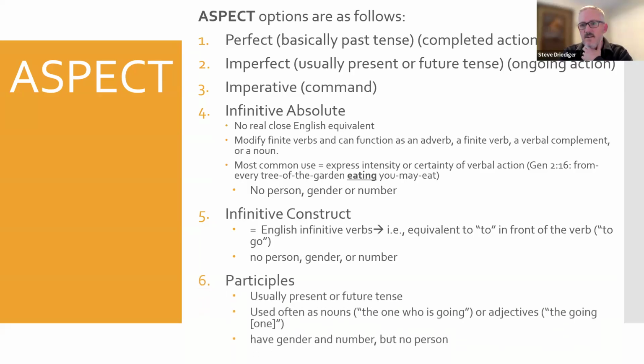Okay. Yeah. So going to participles, basically the same categories as we looked at in Greek. Often used either as nouns to say this is the person who was doing something, or used as an adverbial or even as an adjective, kind of way we're describing the person as the person who does something, inflecting for gender and number, but not for person.